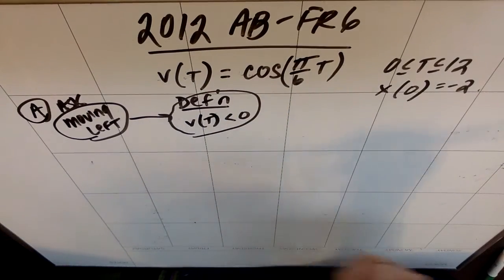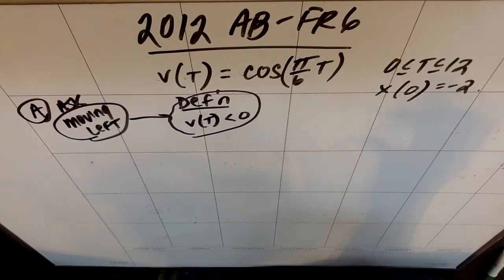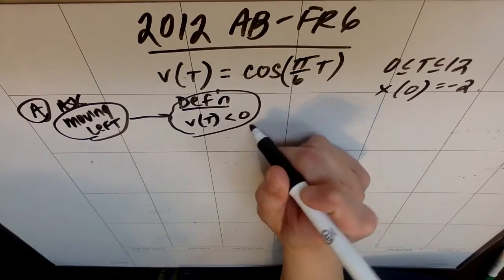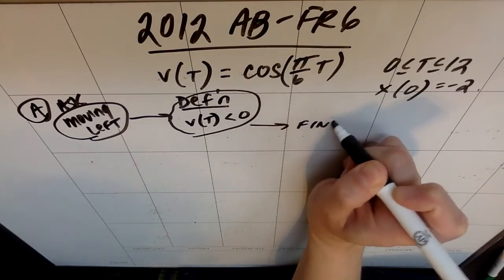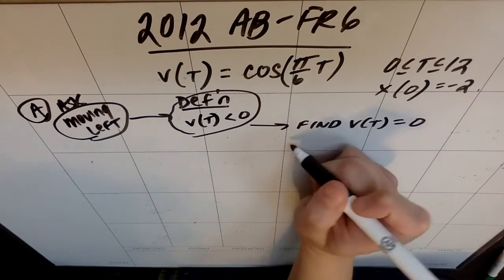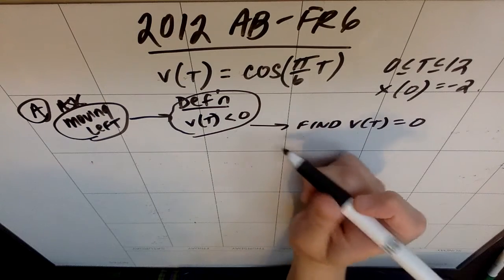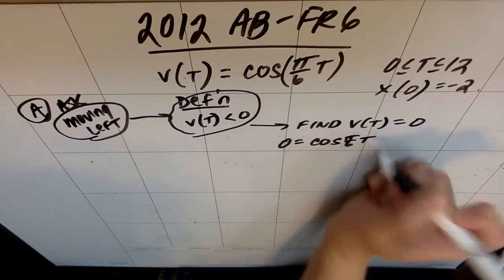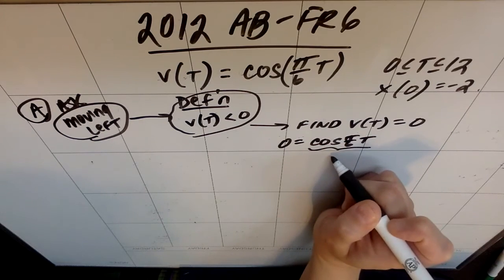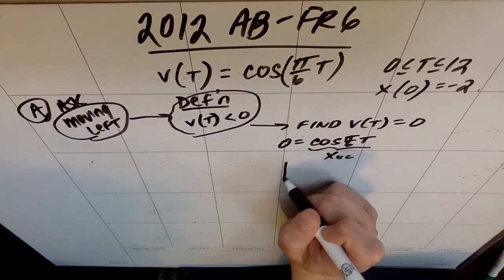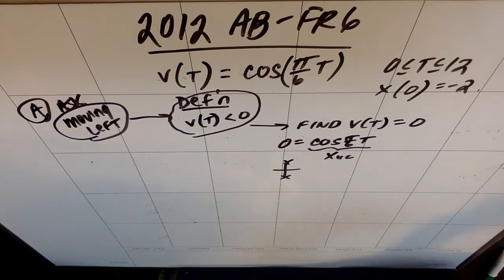Now it's our job to find that window. The easiest way to do that is to find when v of t equals 0 and make a sign chart. So 0 equals cosine of pi over 6 times t. Remember that cosine is the x on the unit circle. If you're asked where the x on the unit circle is 0, it's at these spots on the y-axis: pi over 2, 3 pi over 2, etc.